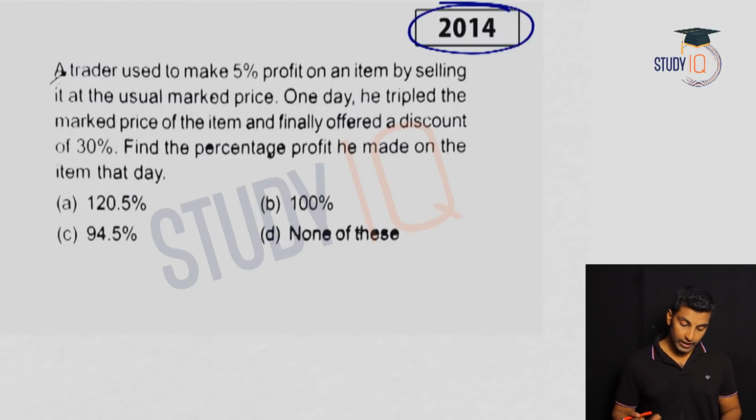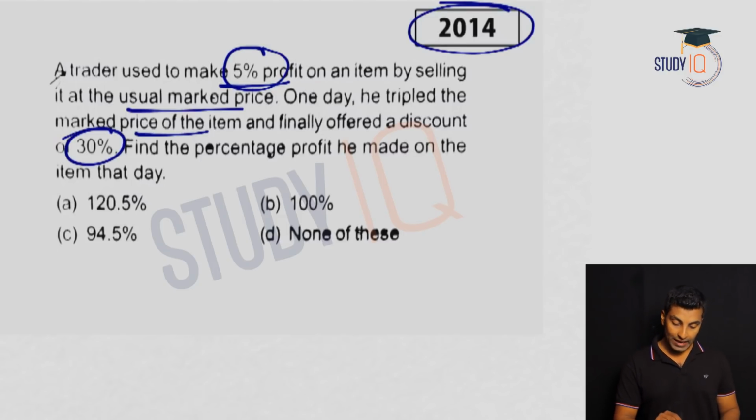Okay, how will you solve it? A trader used to make 5% profit on the item by selling it at the usual mark price. So when you sell at the usual mark price, you get 5% profit. One day, he tripled the mark price of the item and finally offered a discount of 30%. Find the percentage profit he made on that item that day.